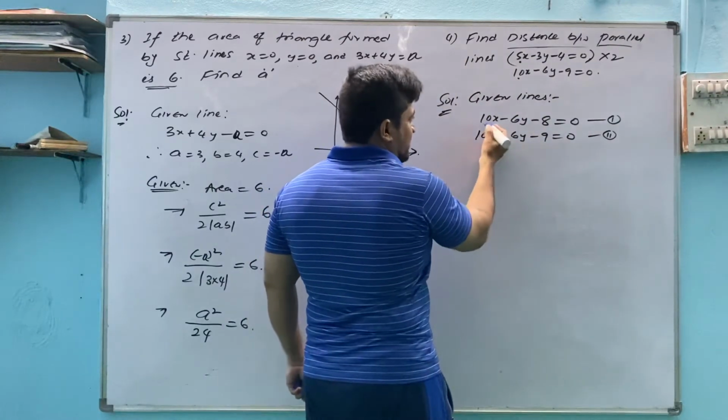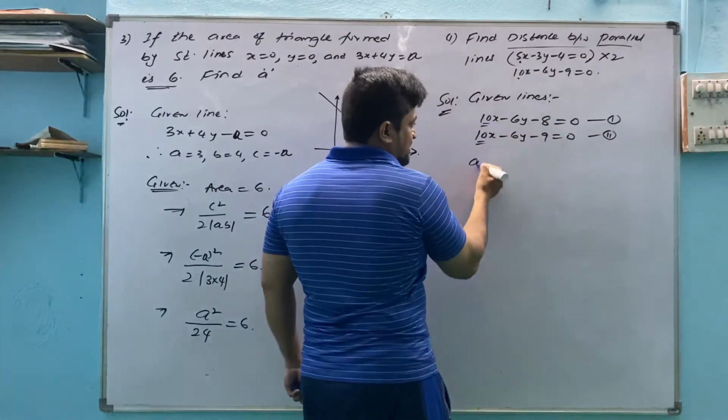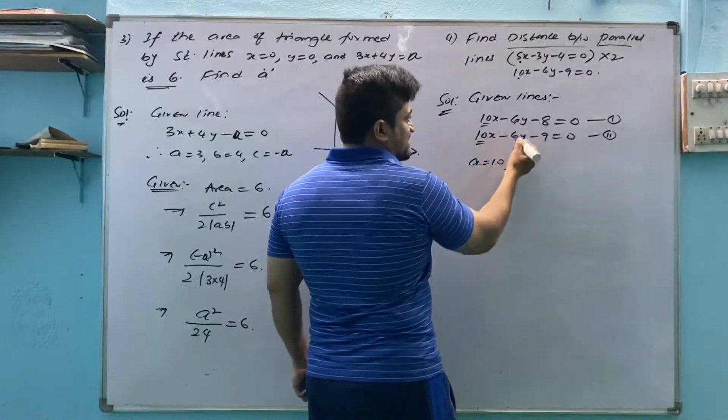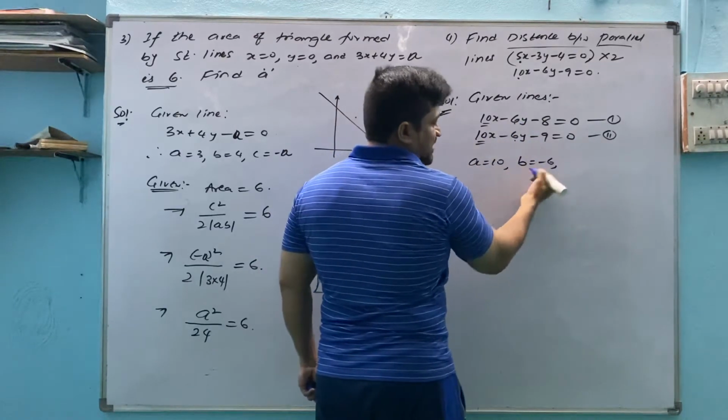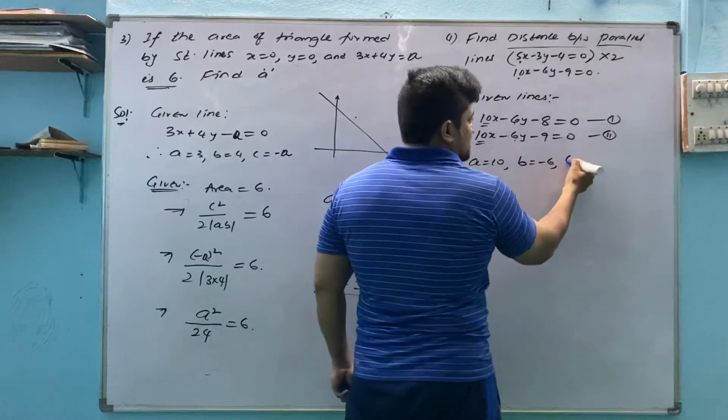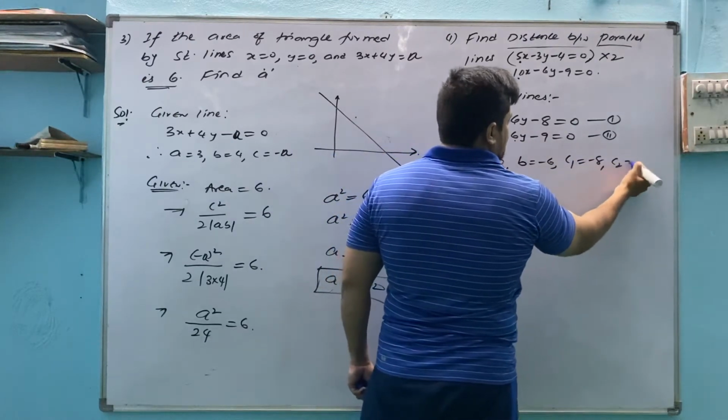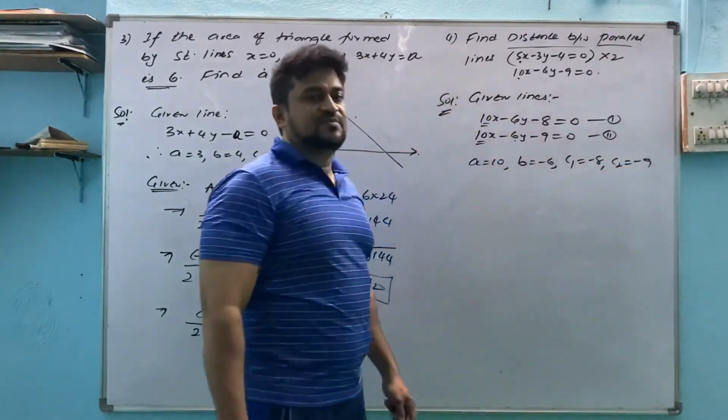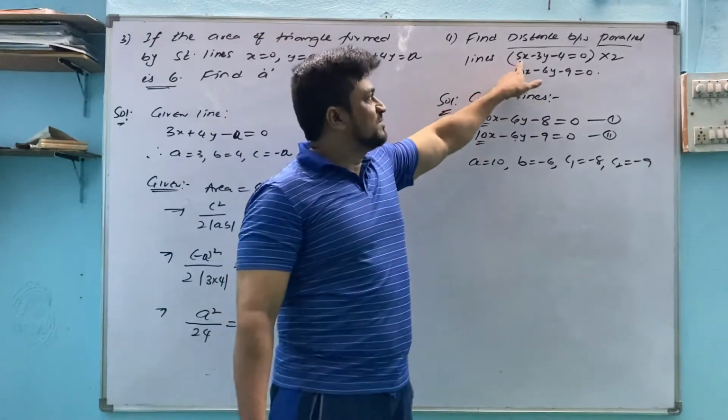Before writing the formula, first 10 and 10, so A equals 10. Minus 6 and minus 6, so B equals minus 6. The two different values are C1 and C2. In parallel lines, A and B should be equal. That's the reason we have multiplied this one by 2.